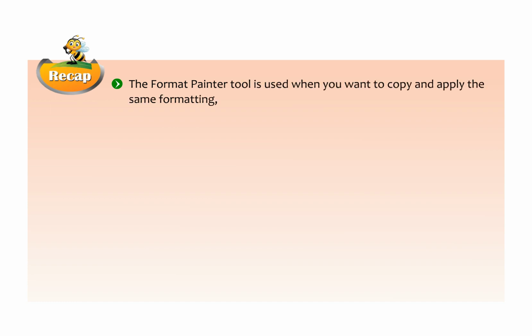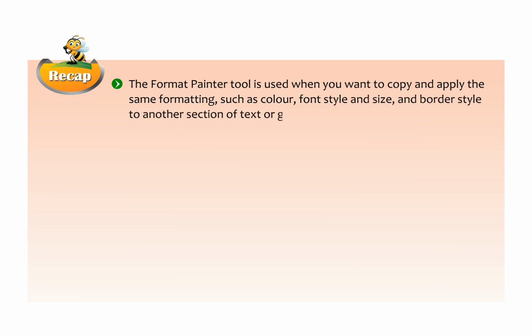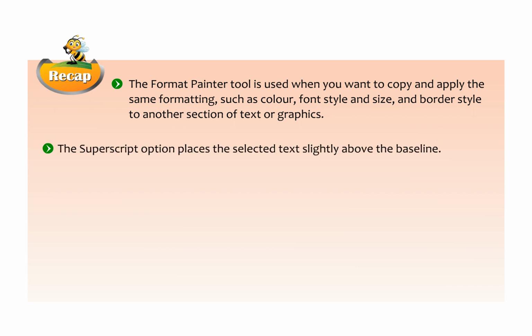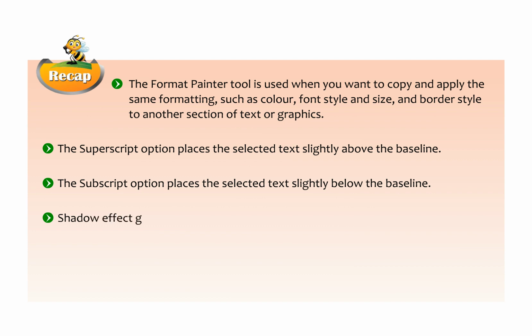Okay students, let us take a recap of this chapter. The Format Painter tool is used when you want to copy and apply the same formatting, such as color, font style and size, and border style to another section of text or graphics. The Superscript option places the selected text slightly above the baseline. The Subscript option places the selected text slightly below the baseline. Shadow effect gives the 3D look to the text.